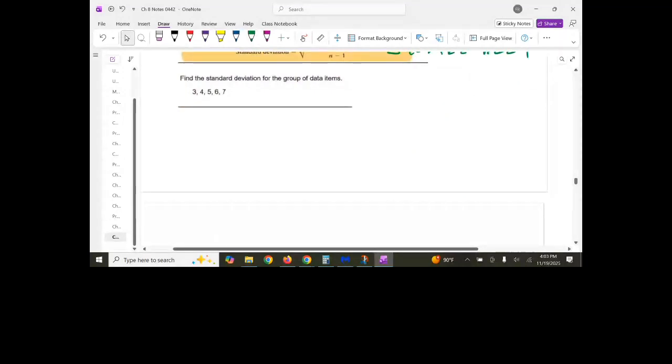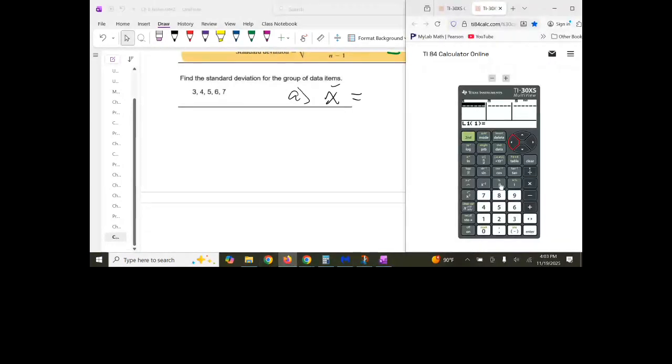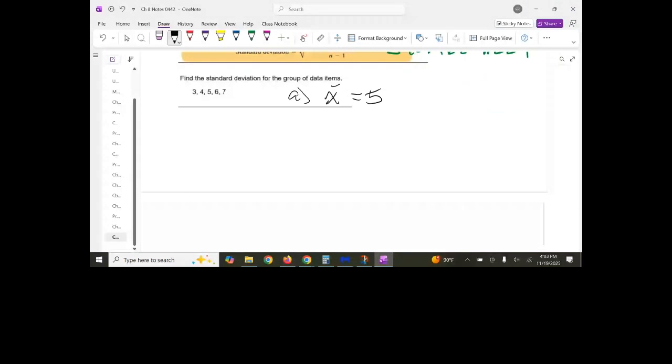Okay, the first part, if we want to find the standard deviation, part A, y'all, we're going to find the average. So I'm going to take my calculator, boom, right here, y'all. Let me clear this whole thing out, and I'm going to add them up. So we got 3 plus 4 plus 5 plus 6 plus 7. Okay, 25, we have 1, 2, 3, 4, 5. We're going to divide it by 5. We got 5. There's my average.